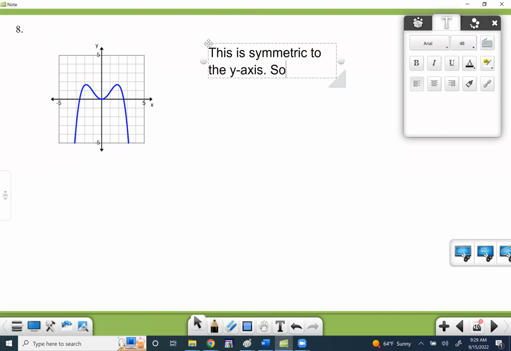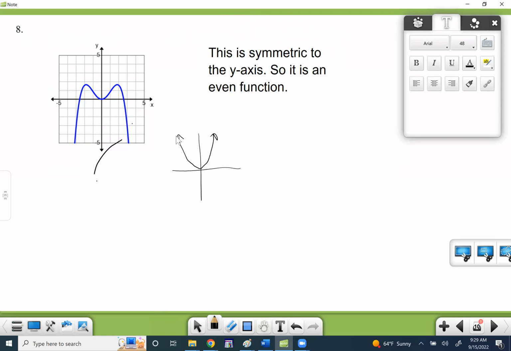Okay. So it is an even function. If you're having a hard time memorizing that, just remember these two graphs in your mind. Just memorize these guys. You know x squared. You already memorized it, right? You know x cubed. You've already memorized it.